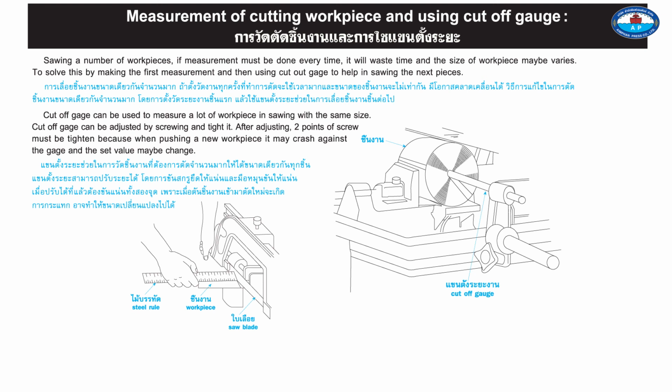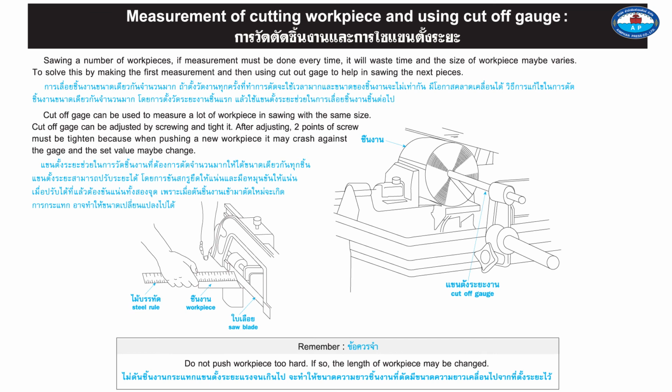After adjusting, the 2 points of screw must be tightened, because when pushing a new workpiece it may crash against the gauge and the set value may be changed. Remember, do not push the workpiece too hard. If so, the length of the workpiece may be changed.